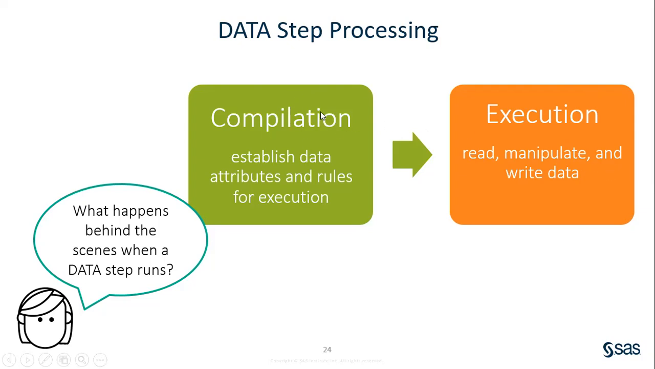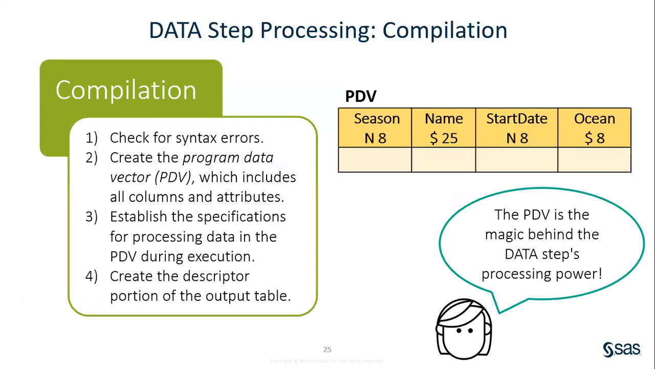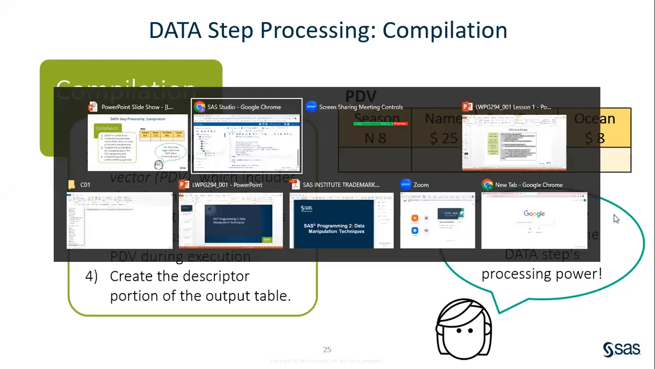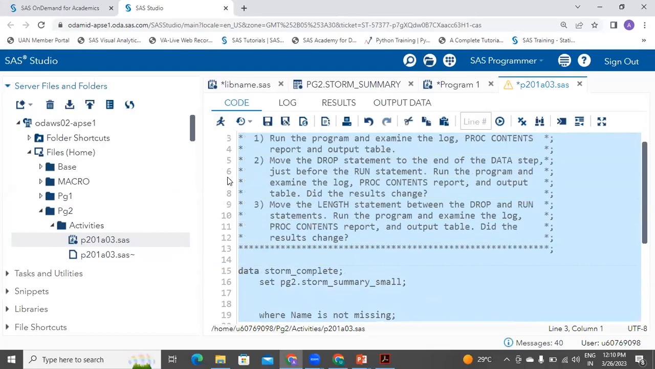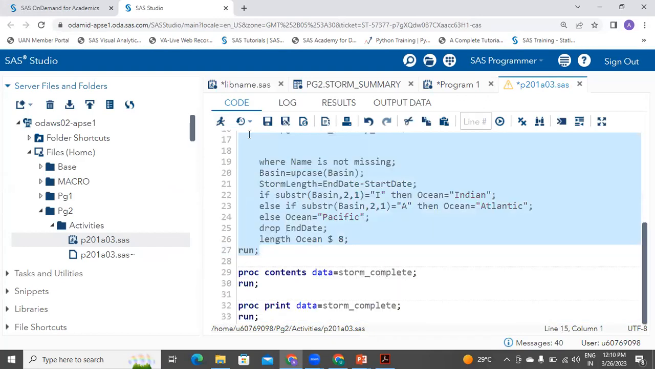Compilation is the phase where it establishes your data attributes and rules for execution. Once the compilation is done, execution starts, which is reading, manipulating, and writing data. So let's understand how compilation is done. Whenever we select this data step and ask it to execute, when I press this button, it goes into the primary phase, which is compilation.